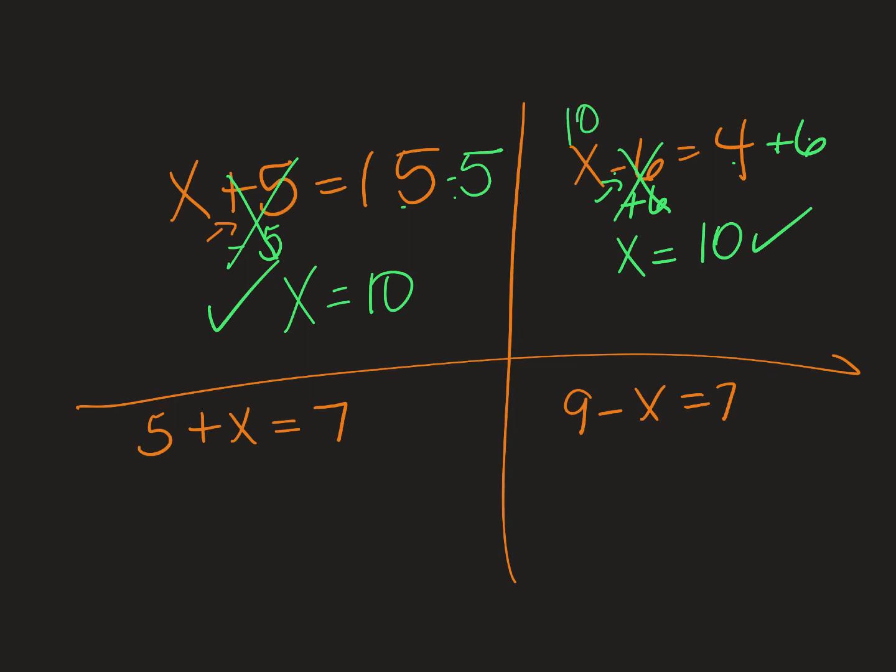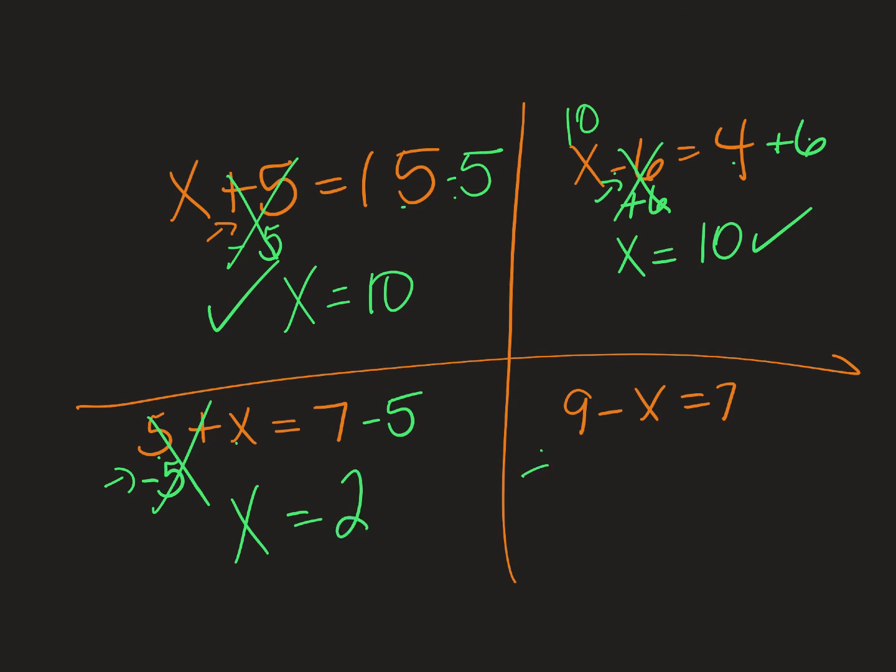Okay? In this case, the numbers come first and then the variable. You could still solve it the same because what's in front of this 5? An invisible positive sign. What's the opposite of positive? Negative. So you're going to subtract 5. That's going to cancel. X equals 2 because 7 minus 5 is 2.